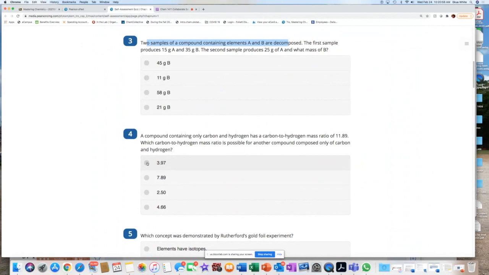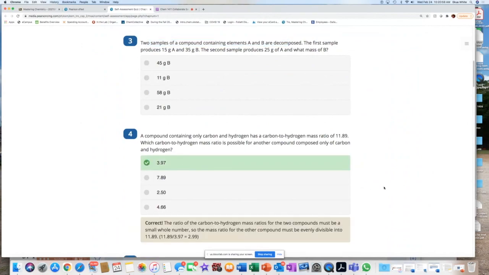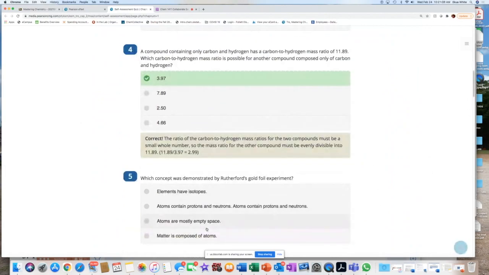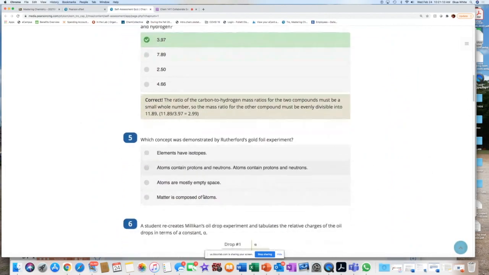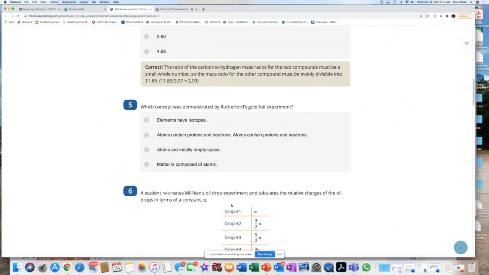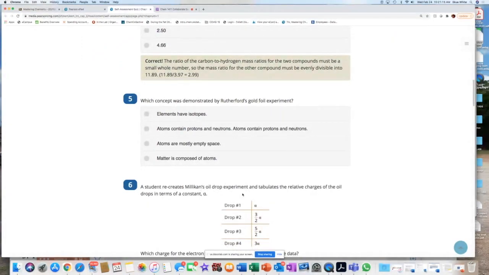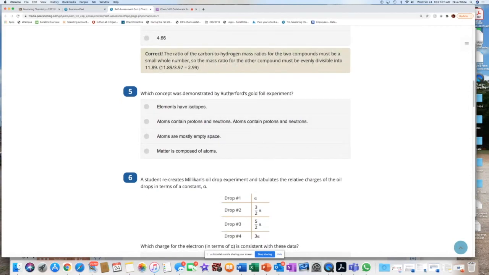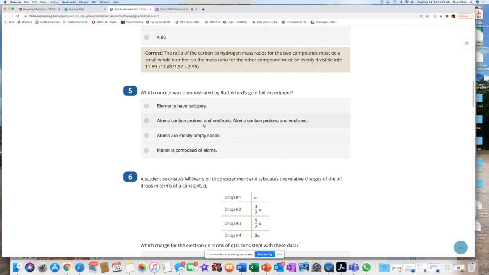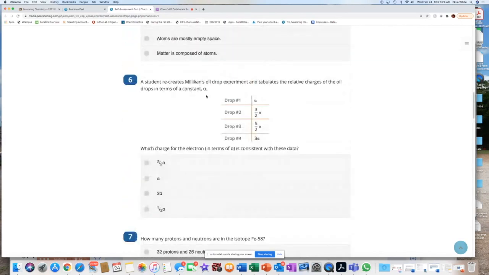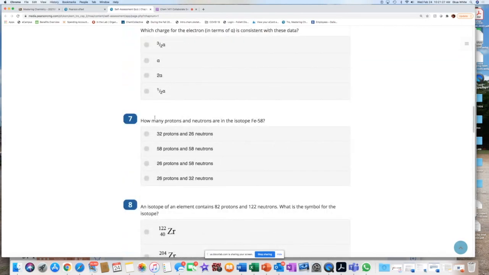The logic here is that mass ratios have to be a whole number, a small whole number, right? So you can go through all of this, right? We didn't do anything this specific with Millikan's oil drop experiment, but yeah, you can go through here. Rutherford's gold foil experiment. You can skip over number 6. We didn't go over that. Oh, let's do number 7.